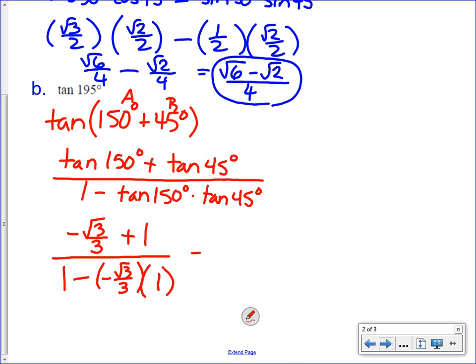Okay, so this becomes, and I'm just going to switch the terms in my numerator and make that 1 minus square root of 3 over 3. I don't know, it just looks better that way. Over, and then the denominator, because we're subtracting a negative, is going to become adding a positive.